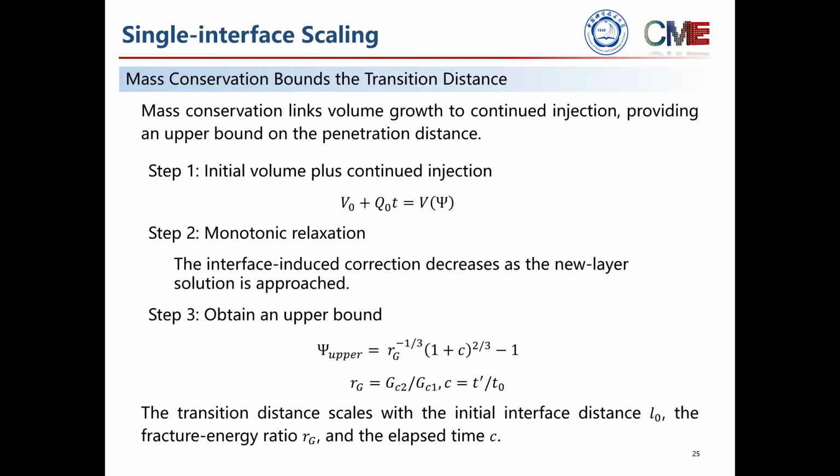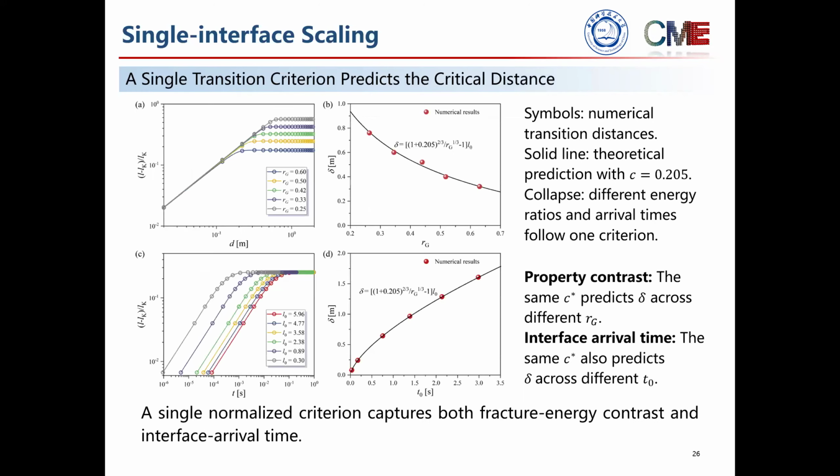The expression shown here depends on three quantities: the original interface distance, the fracture energy ratio, and the normalized elapsed time. The exact prefactor is less important than the structure. The transition distance grows with the scale of the incoming fracture and changes systematically with the property contrast and elapsed time. This gives us a candidate spatial measure of the interface influence.